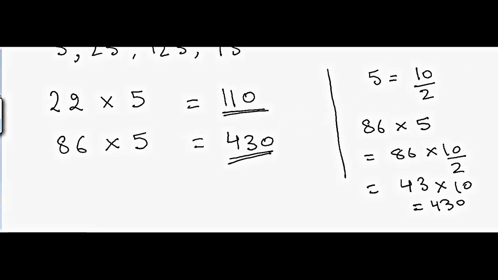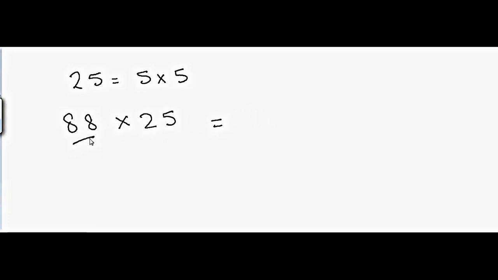Now let's go to 25. If I have to multiply any number by 25, we know that 25 is equal to 5 into 5. So instead of dividing by 2, we will divide by 4. Now suppose I have 88 and I want to multiply it by 25. In this case, I will divide 88 by 4. That will be equal to 22, and then I put 00 at the end. So that is my answer.